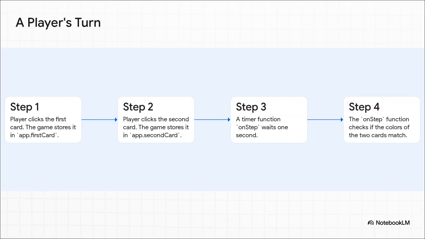So a player's turn is going to follow 4 pretty simple steps. First, they click a card, we grab that card and save it as app.firstCard. Then they click a second card, and we save that one as app.secondCard. Now, here's a key detail. Instead of checking for a match instantly, we're going to pause for about a second. This is important because it gives the player time to actually see both colors. After that little pause, a timer function kicks in and checks if they're a match.